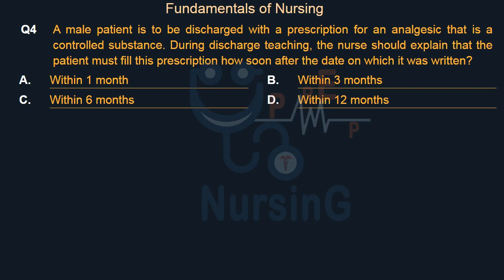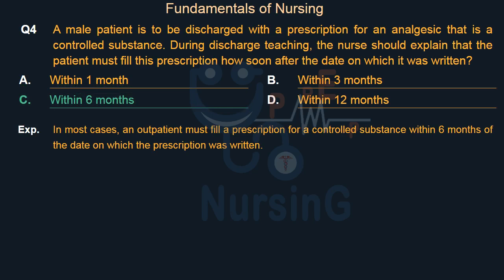Right answer is option C, within 6 months. In most cases, an outpatient must fill a prescription for a controlled substance within 6 months of the date on which the prescription was written.